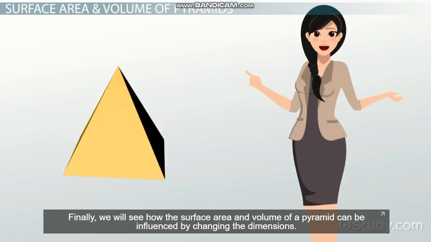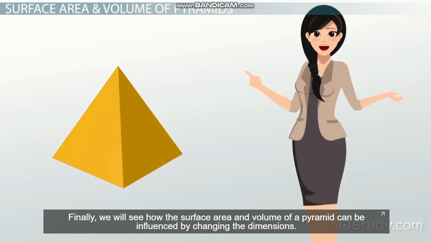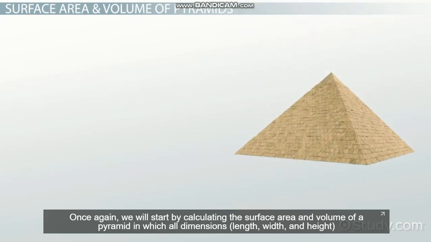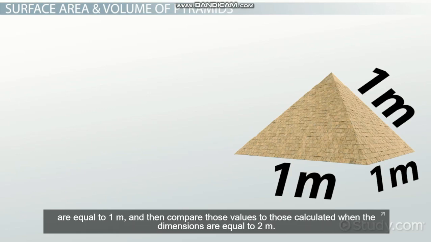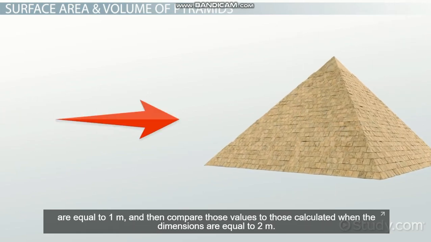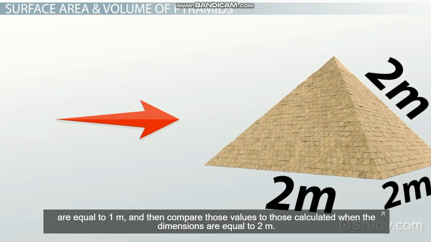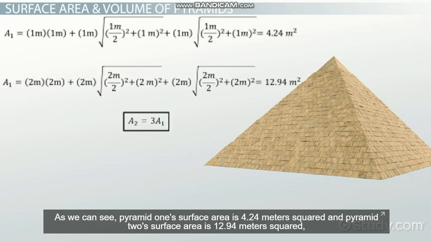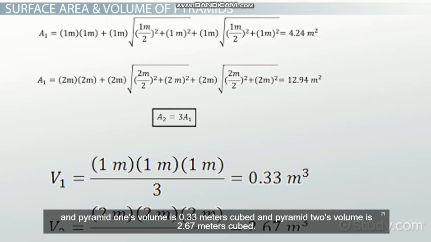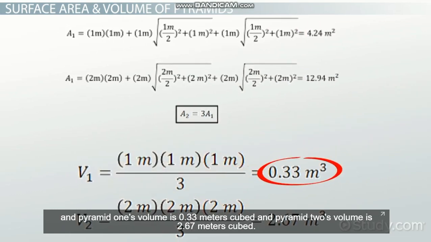So, just like for the sphere and the cylinder, when the dimensions change, the volume changes more than the surface area. Finally, we will see how the surface area and volume of a pyramid can be influenced by changing the dimensions. Once again, we will start by calculating the surface area and volume of a pyramid in which all dimensions, length, width, and height, are equal to 1 meter. And then compare those values to those calculated when the dimensions are equal to 2 meters. As we can see, Pyramid 1's surface area is 4.24 meters squared, and Pyramid 2's surface area is 12.94 meters squared, and Pyramid 1's volume is 0.33 meters cubed, and Pyramid 2's volume is 2.67 meters cubed.